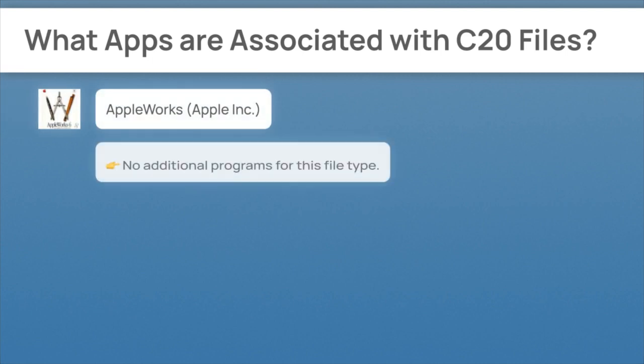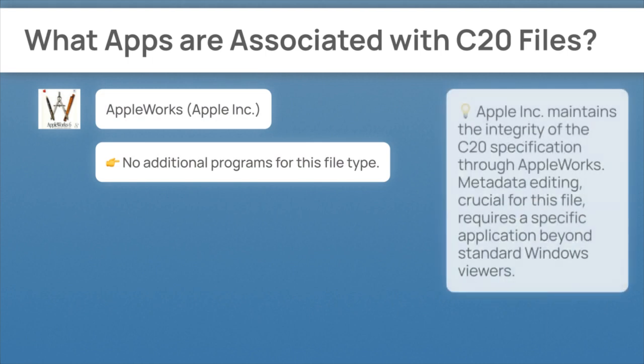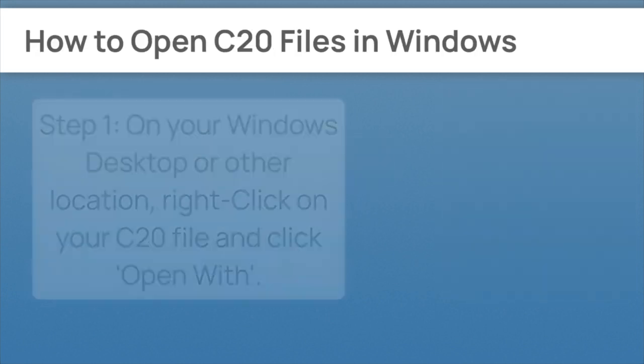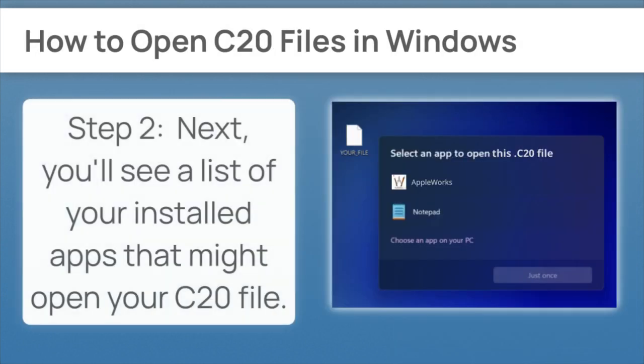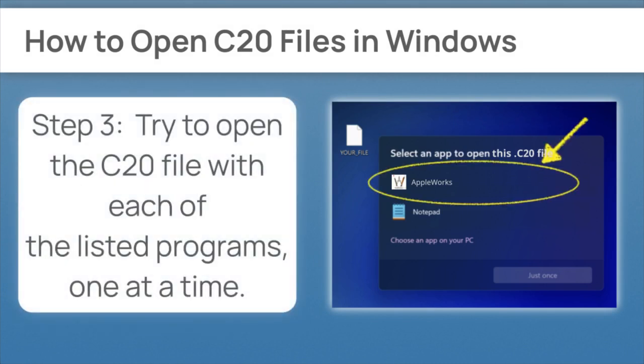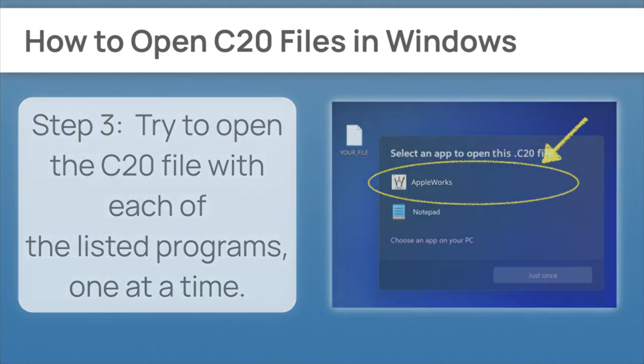AppleWorks, engineered by Apple Inc., is the application of choice for C2.0. Metadata editing, crucial for this file, requires a specific application beyond standard Windows viewers. Windows provides limited editing capability, so full functionality depends on dedicated programs. We are performing a vital system software check. Right-click your C2.0 file and choose Open With. Test with AppleWorks first. If it's missing, select another program. The fix is often a simple software switch.